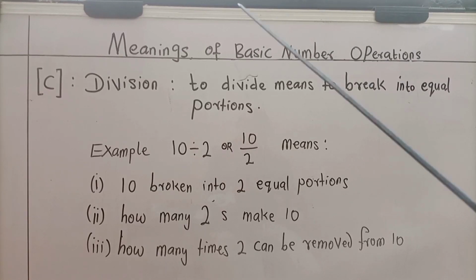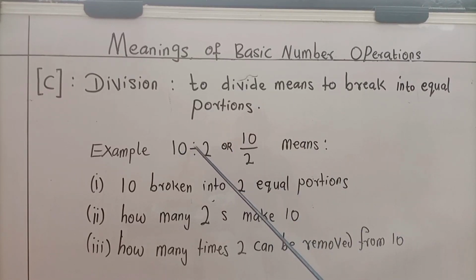Now, see the example. It says 10 divided by 2 or 10 over 2. What does it mean? Like I said earlier, it means the following things. 1, it means 10 broken into 2 equal portions. Again, take note of this word equal. The 2 here tells us how many times we're going to break this 10. It means break this 10 into 2 equal portions. That is what this 10 over 2 means. That is one of its meanings.